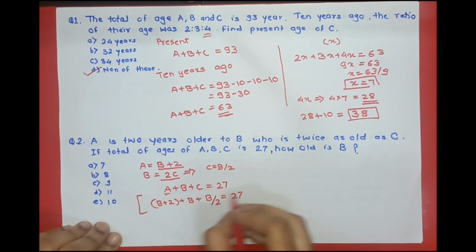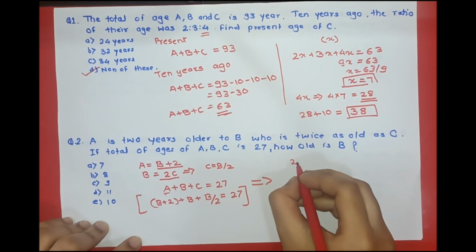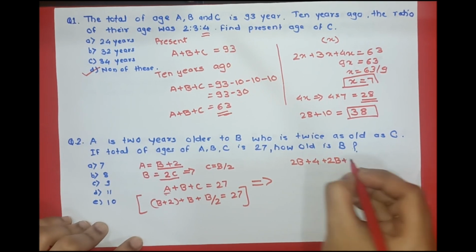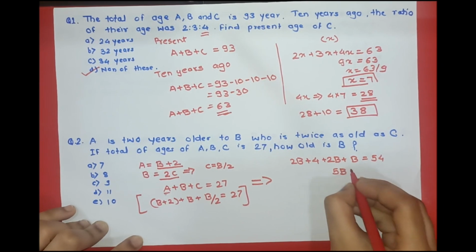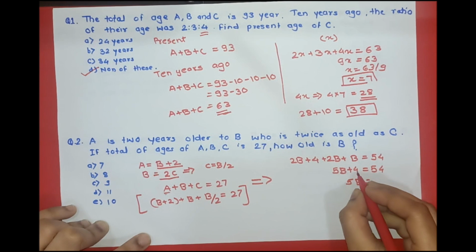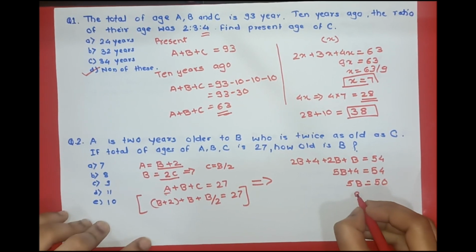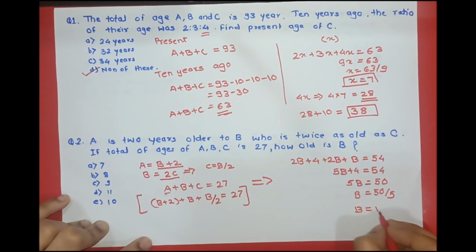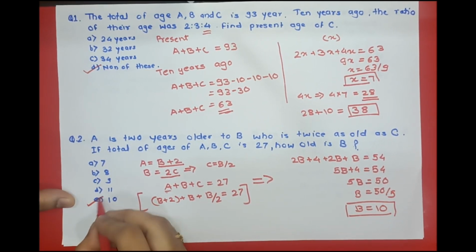Just multiply this entire equation by 2. We get 2b plus 4 plus 2b plus b is equal to 54. So it becomes 5b plus 4 is equal to 54. 5b is equal to, this 4 will go on the right hand side and the difference will be 50, and b's value is 50 by 5. We get the answer as 10. So B is 10 years old. The option is E.